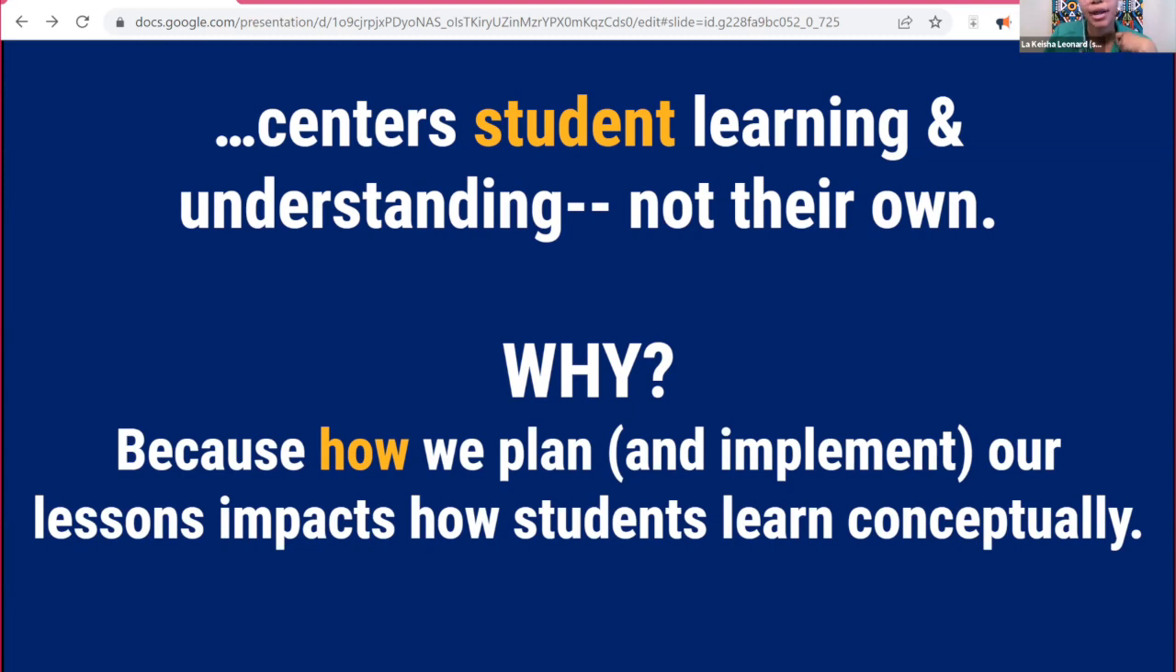And I really thought about it. And so me as a teacher, I believe that because how we plan and we implement our lessons, it has a great impact on how our students learn conceptually. And hopefully you've seen that in your students' lesson plans throughout the span of your program.